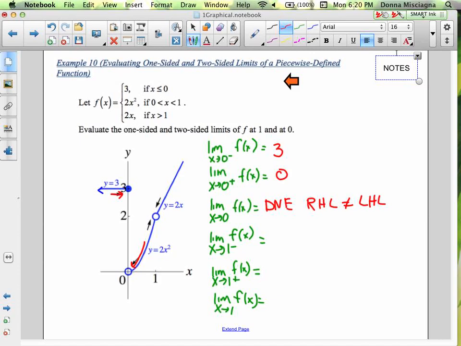How about the limit of f of x as x approaches 1 from the left? As we're coming from the left, our function is approaching 2.